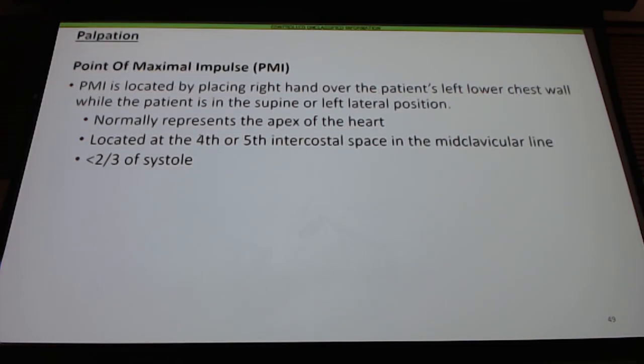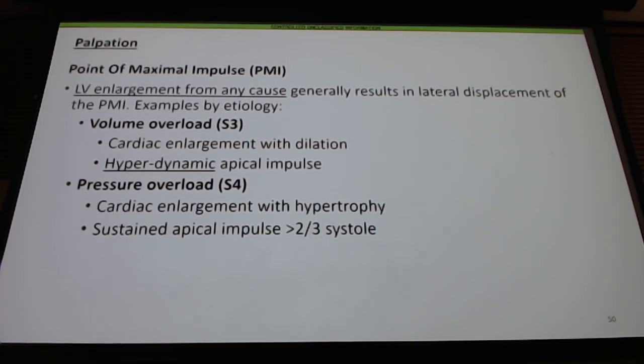Then we talked about PMI and how we can determine where that point of maximal impulse is. Normally it should be in the 4th or 5th intercostal space in the mid-clavicular line. That's where you normally should see it. If you have any kind of distortion with this, it could indicate something like an enlargement of the left ventricle. So if it's displaced to the left, then you think of left ventricular hypertrophy. If you have a hyperdynamic pulse, then it could be indicative of a volume overload. Typically, you're also going to hear an S3 in those situations.